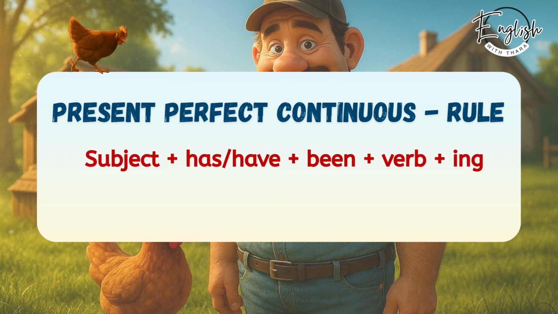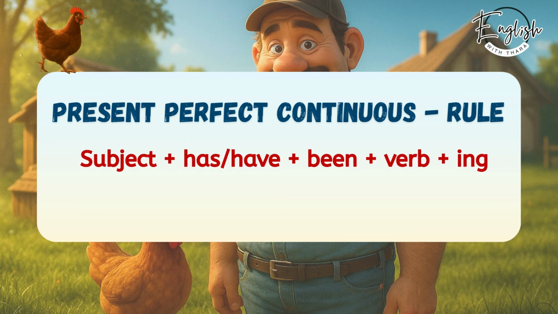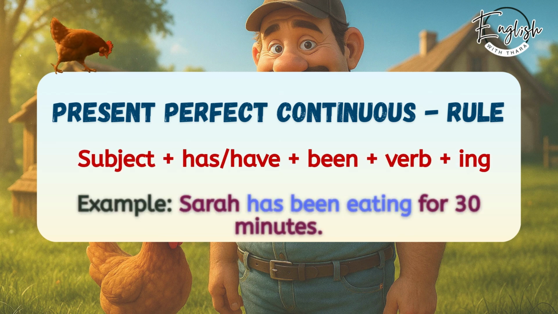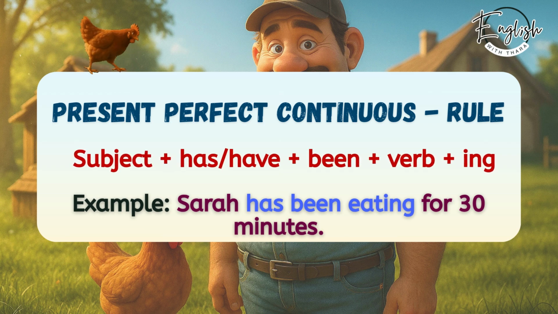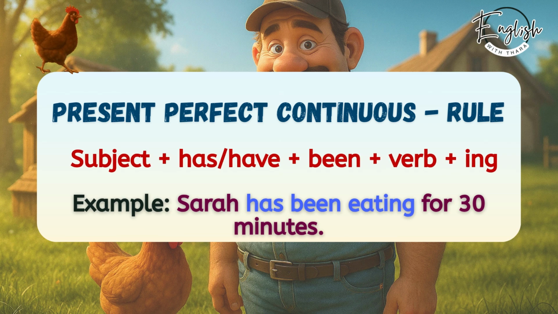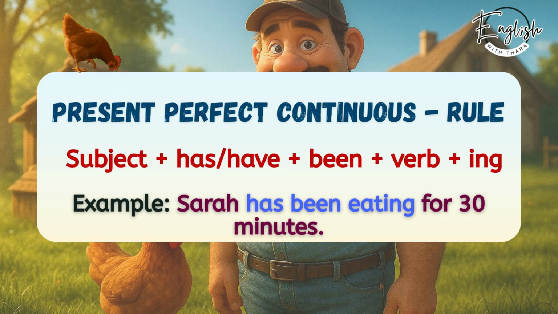Let's look at the rule for the present perfect continuous tense. We form it using subject plus has or have plus been plus verb plus ing. For example, Sarah has been eating for 30 minutes. We use this tense when an action started in the past and is still continuing now, often emphasizing the duration of the activity.